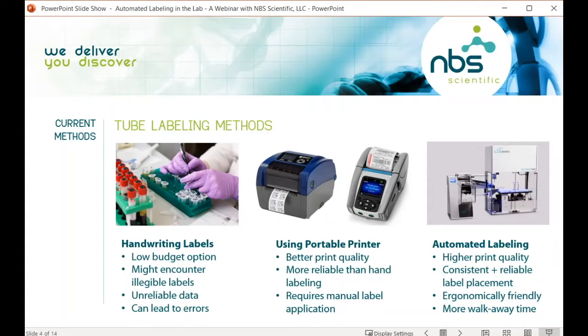And then finally, a step up from a portable printer would be some level of automation for labeling. So today, as I mentioned, we're going to be talking about the semi-automated and fully automated labelers that we offer, which are from Scinomix. With some kind of automated labeler, you can really count on a high print quality and consistent label placement, which are two key components of really tracking your samples well in the lab. You can also count on having more walk-away time, fewer labeling errors, and just better sample tracking overall.